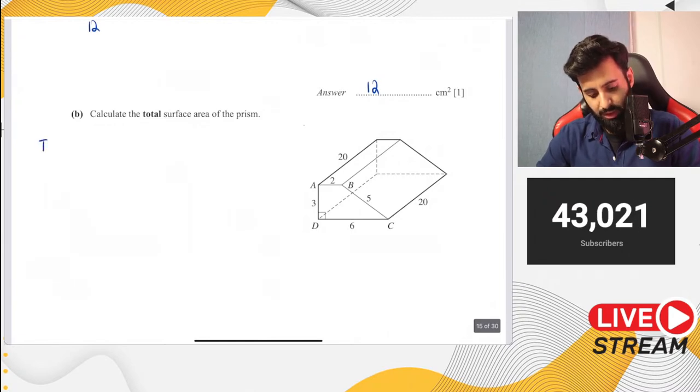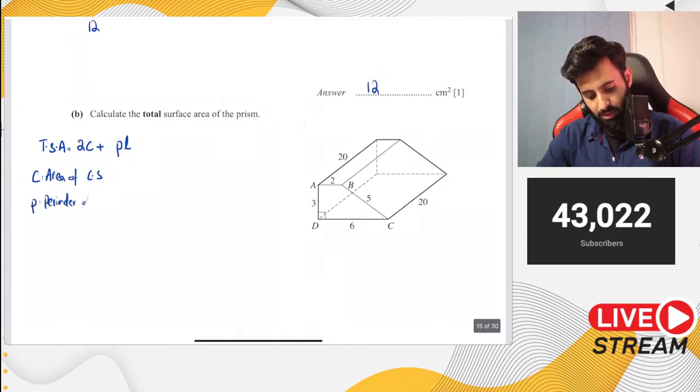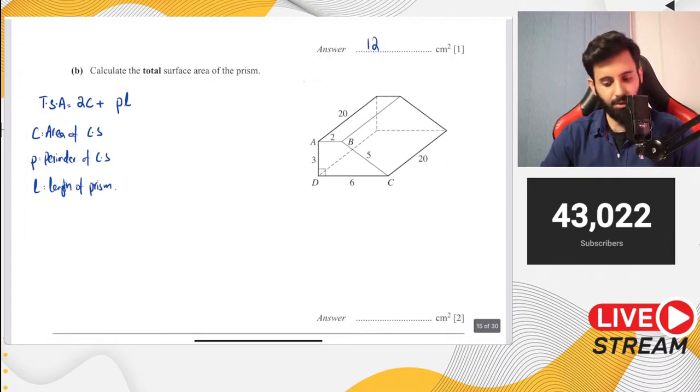So remember, the total surface area of a prism is equal to 2C plus PL. Okay, where C is the area of cross section. Okay, P is the perimeter of cross section. Okay, and L is the length of the prism. Okay, remember the formula, this will save a lot of time.